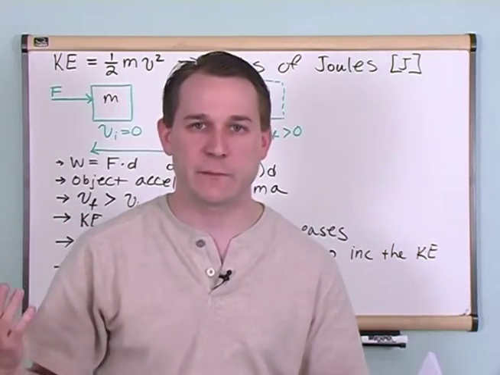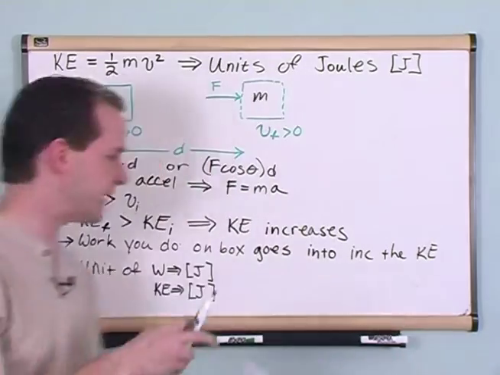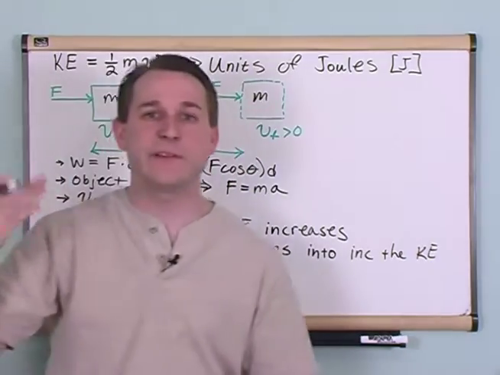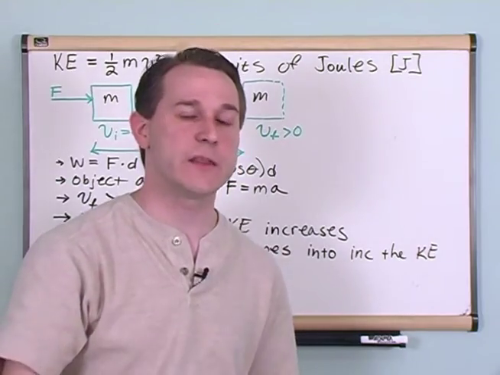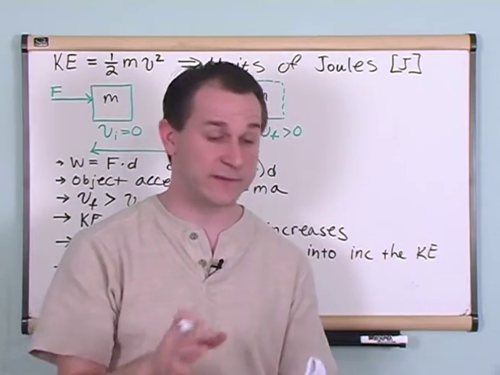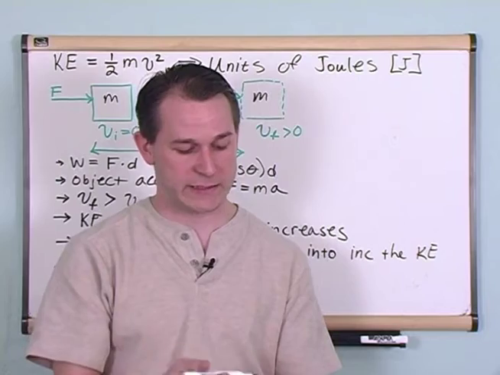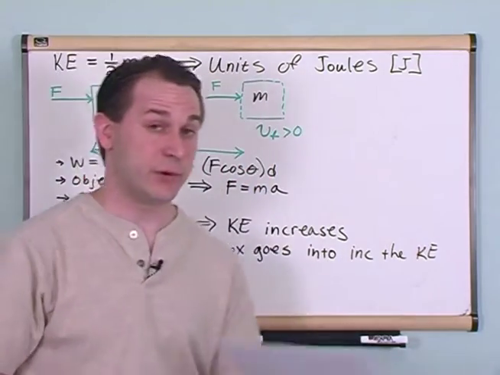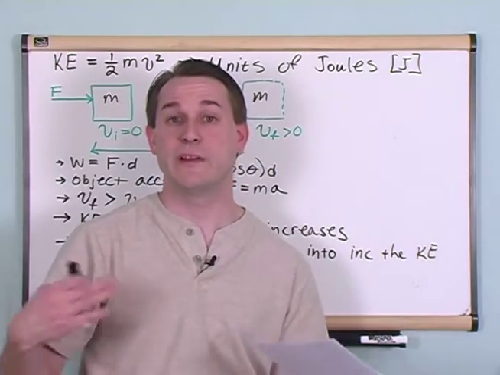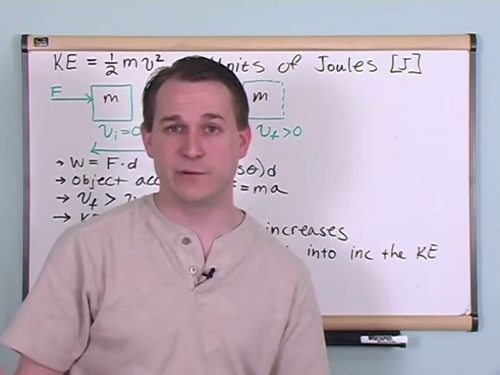So if you know the work done on the box, then you already know what the kinetic energy of the box is, or at least you know how much the kinetic energy increased. Because every single joule going into the box in the form of work done on the box must increase its energy in some way. In this case, we're increasing the kinetic energy. Okay, and I'll give you a preview of the next section when we talk about potential energy too.